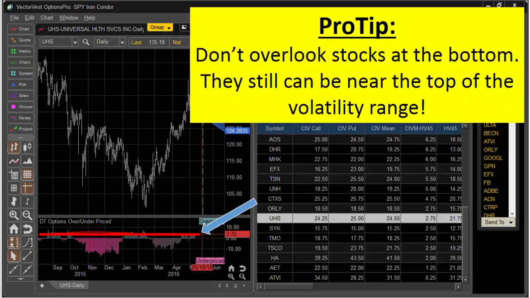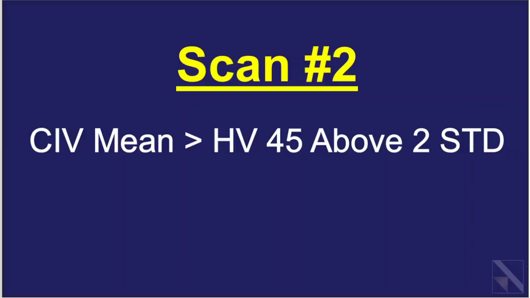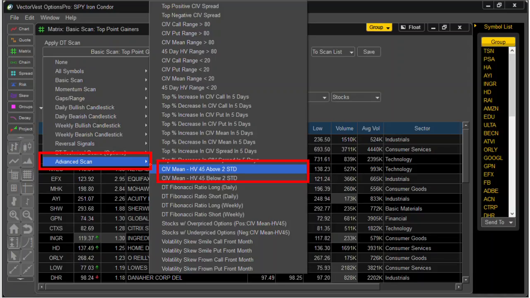All right. Now, that is the scan that I primarily use for my trading. There's also another scan that we can use. It's called the CIV mean. And again, what's the CIV? CIV is cumulative implied volatility. What we do is we add up all the volatilities, the calls and the puts, then we weight it based on strike price and expiration. It's a big average of volatility. And then is it greater than 45 above 2 standard deviations? That scan is basically right here. It's still under advanced scan, and you see it right there: CIV mean minus HV45 above 2 standard deviations.